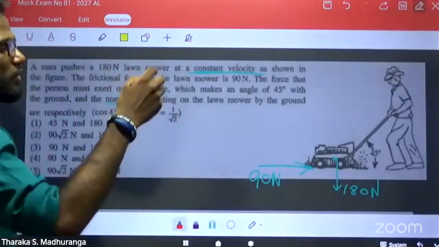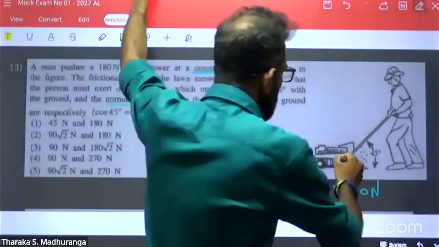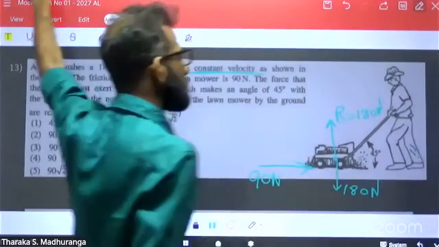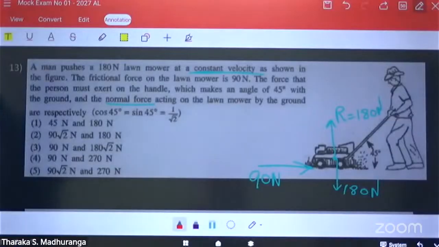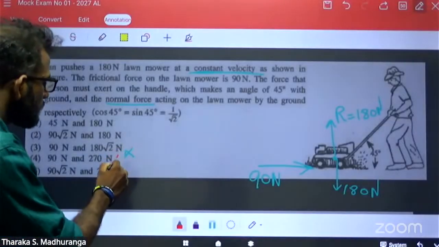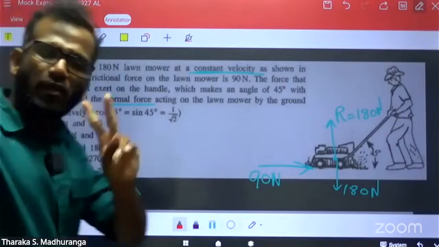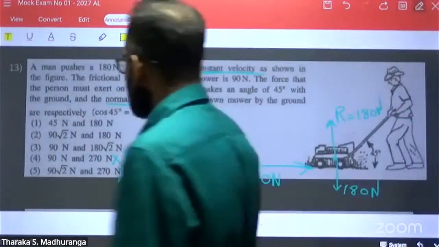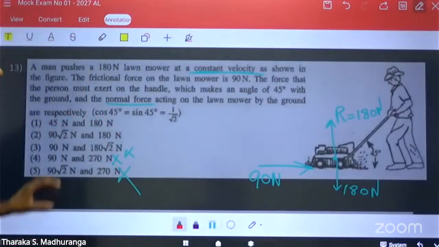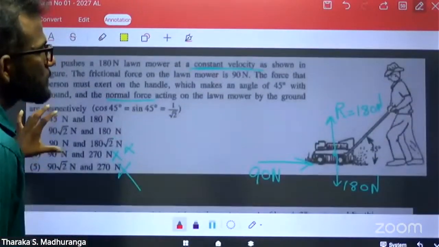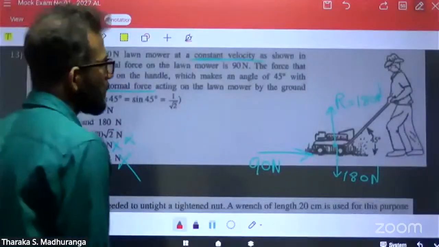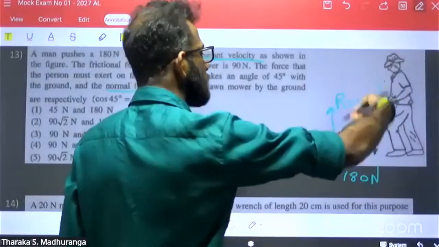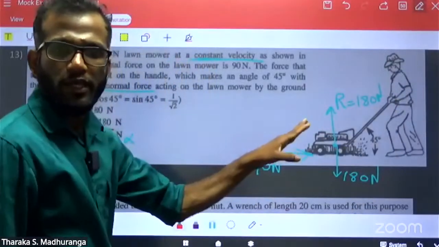Now no need to worry about the perpendicular reaction. The perpendicular reaction R equals 180 Newton. Then this one is wrong. Then we have only two answers. Now you can calculate the force F.